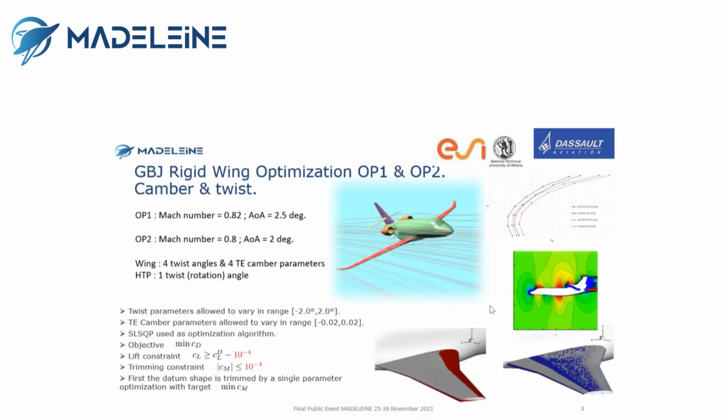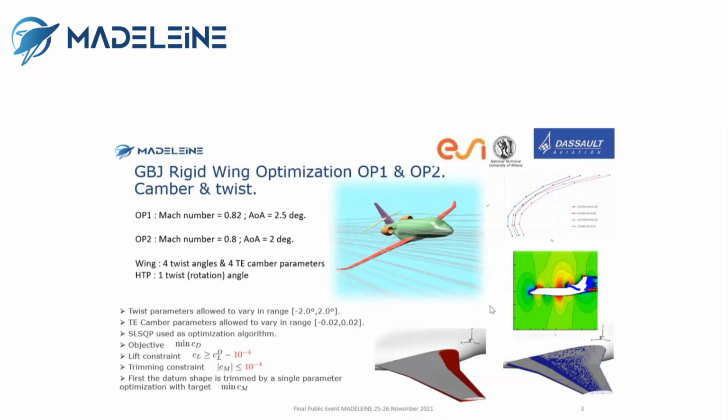is Mach number 0.82 and angle of attack 2.5 degrees. It is a cruising flight point, and the second one, P2, is Mach number 0.8 and angle of attack 2 degrees.